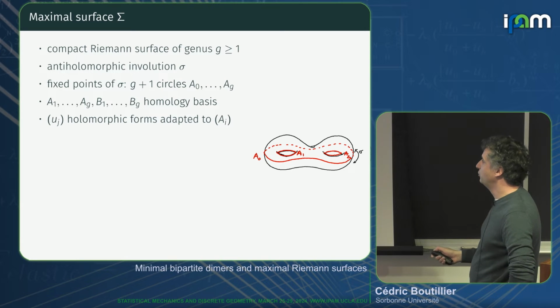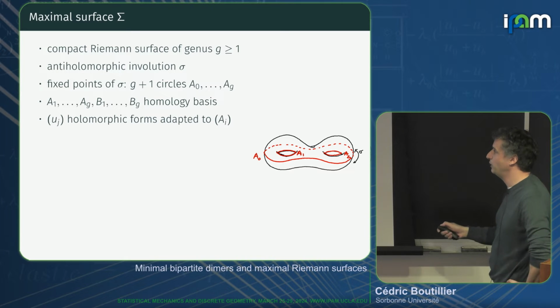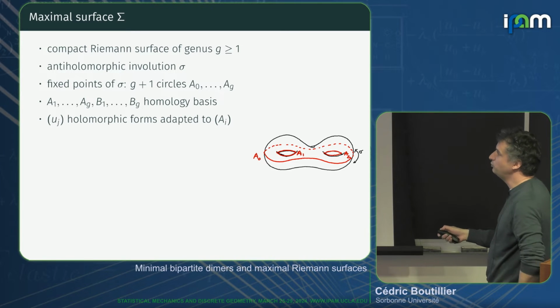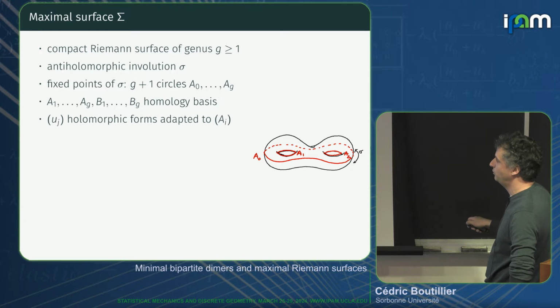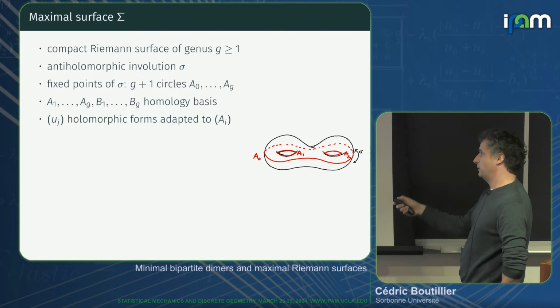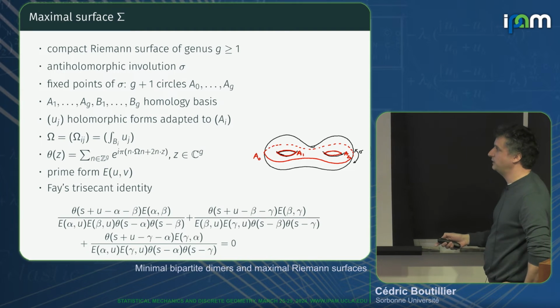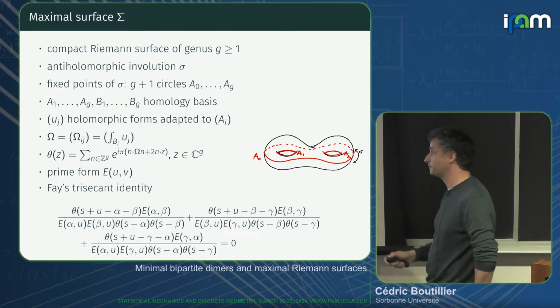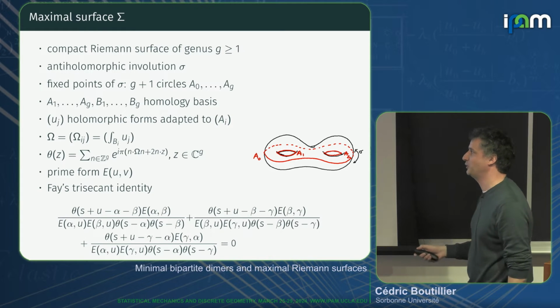And I denote these cycles by A0, A1, A2, and so on. I will use A1 to AG to form a basis of homology if you add to them a collection of B cycles, which will go around the whole like this. And you can construct a basis of holomorphic forms, which would be adapted to these cycles, and you need to define a bunch of geometric objects.